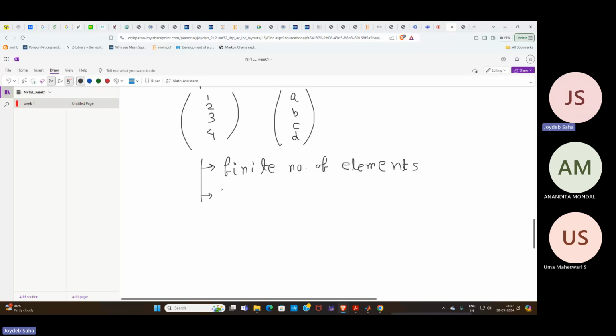Condition 2 is bijection with N. If any of these two conditions are satisfied, we will say that the set is countable.